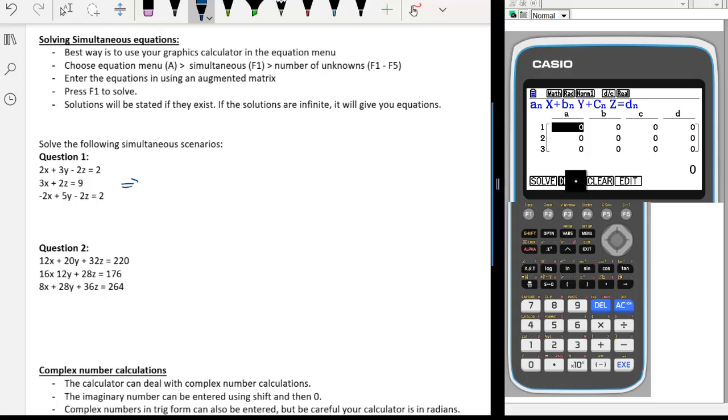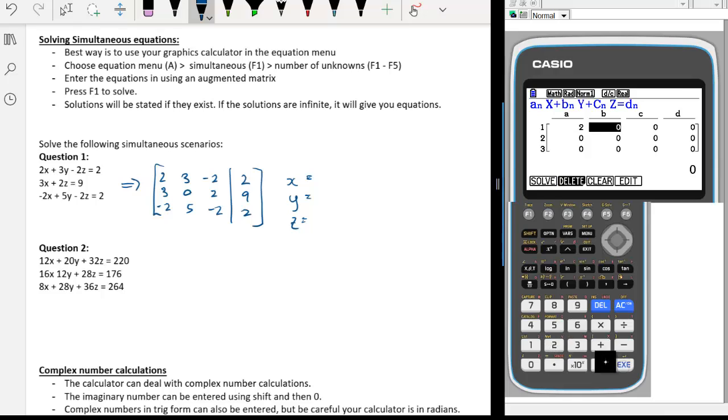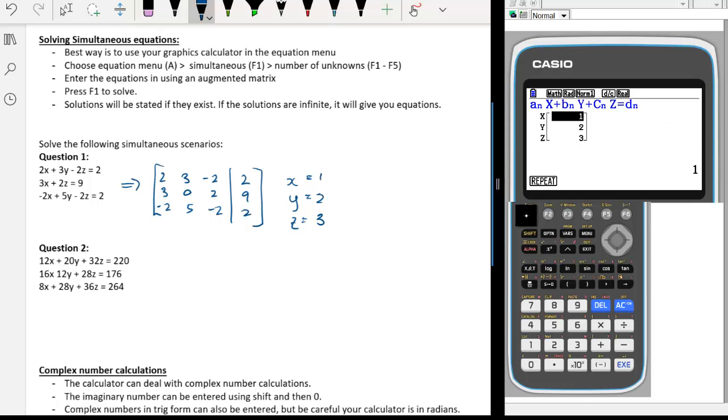So if we set this one up as an augmented matrix, we've got 2, 3, -2, and the answer is 2. We have 3, 0, 2, and the answer is 9. And -2, 5, and -2, and the answer is 2. Now, if we enter that in, we should get our answers for x, y, and z. So 2, 3, and then finally 2. So we hit solve. Look at that, nice simple answers, 1, 2, and 3. Beautifully set up, well executed. There's our answer that solves our simultaneous equation.